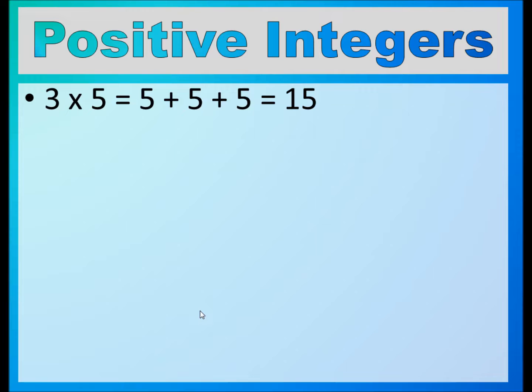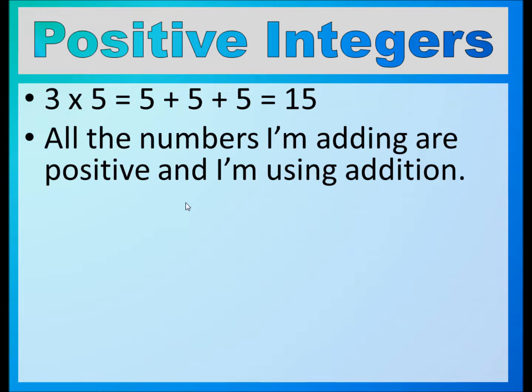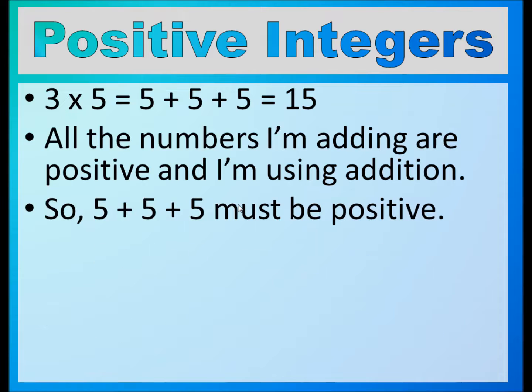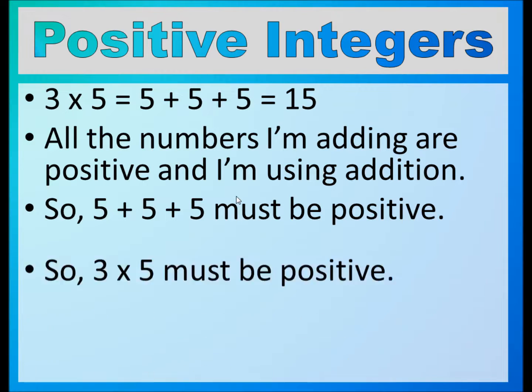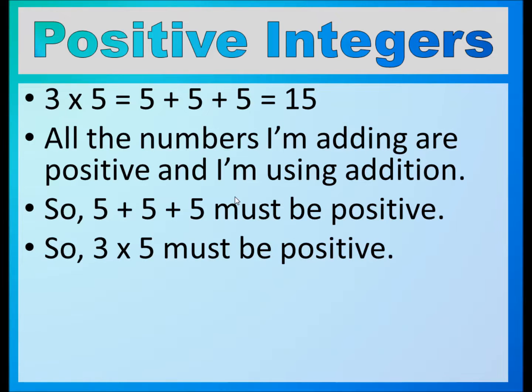Let's talk about the case when you multiply two positive integers together. For example, 3 times 5, so both 3 and 5 are positive integers, equals 5 plus 5 plus 5, which is equal to 15. And you may want to note that 15 is positive. All the numbers I'm adding are positive, and I'm using addition. And based on the previous set of videos that I did, the answer should be positive, because positive plus positive will be positive. So therefore, 5 plus 5 plus 5 must be positive. Because this is equivalent to 3 times 5, 3 times 5 must be positive.